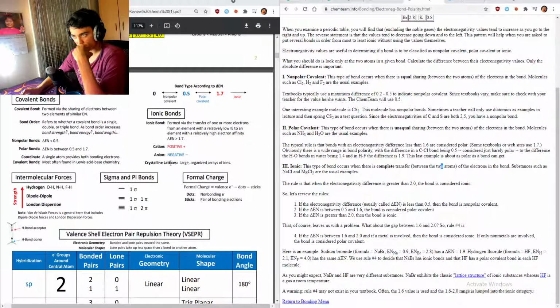Positive is a cation and negative is an anion. Crystalline lattices, large organized arrays of ions. Okay.